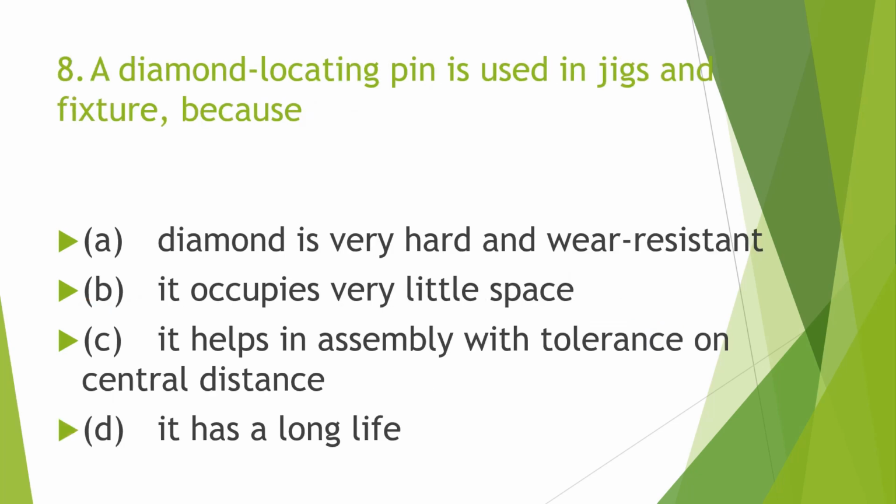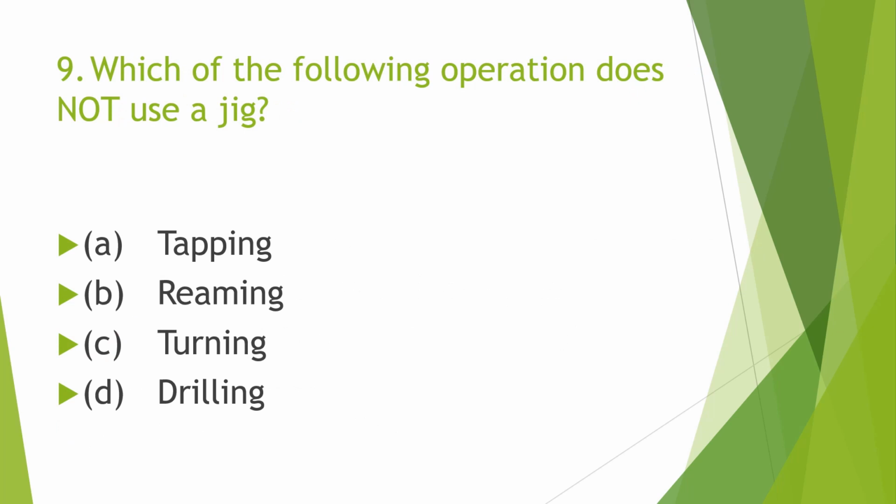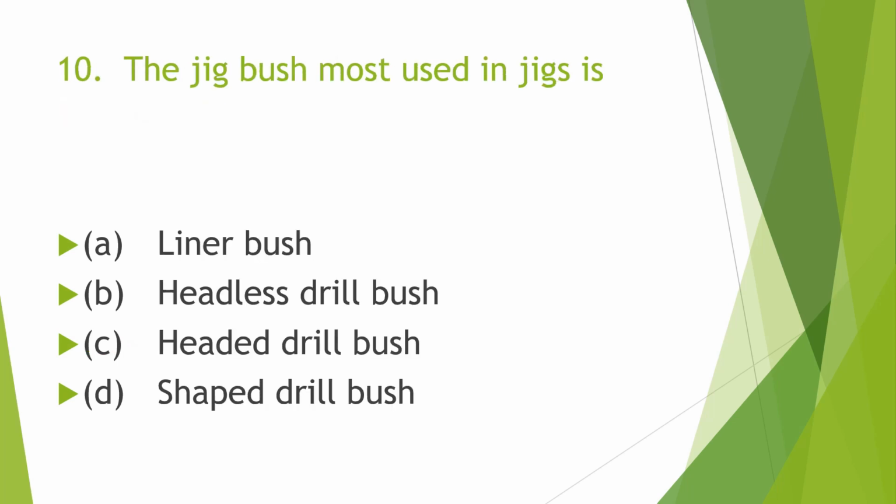Question number 8. A diamond locating pin is used in jigs and fixtures because it helps in assembly with tolerance on center distance. Which of the following operations does not use a jig? That is turning operation. Question number 10. The jig bush most used in jigs is, the answer will be headed drill bush.